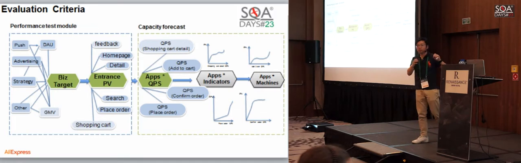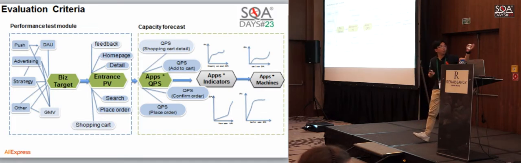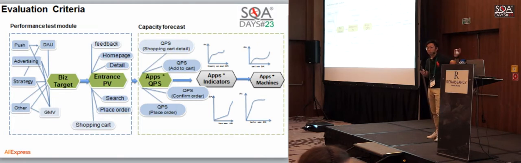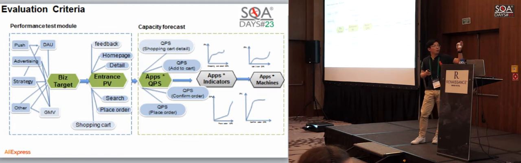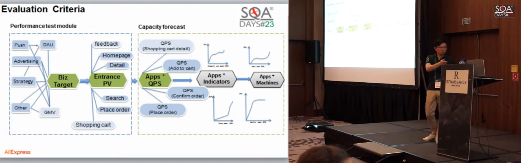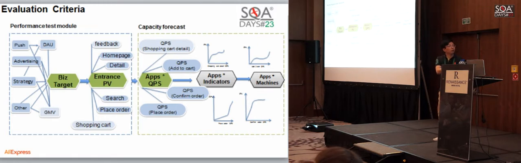We will convert to every application: feedback, homepage, details, search, place order. These are application names or chain names in our AliExpress. Then we can calculate the QPS of every application, so we can get the indicators of every application. Then we can also calculate how many machines we need in our performance test.